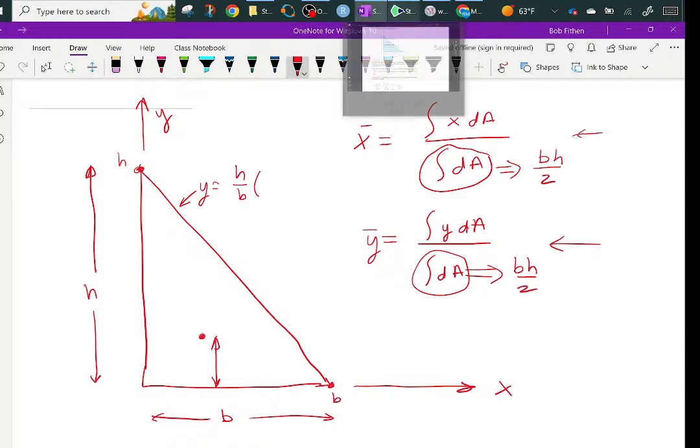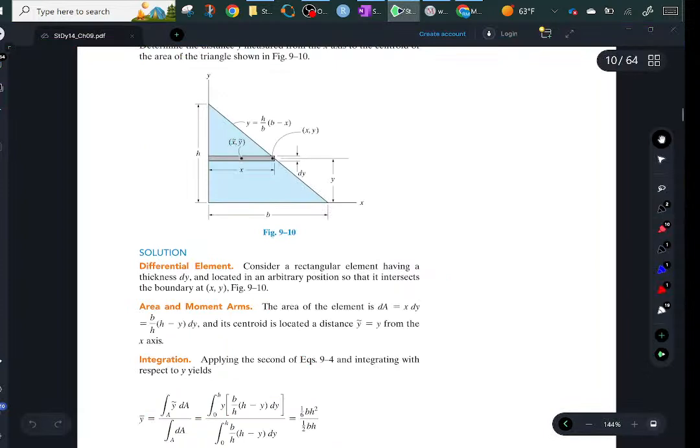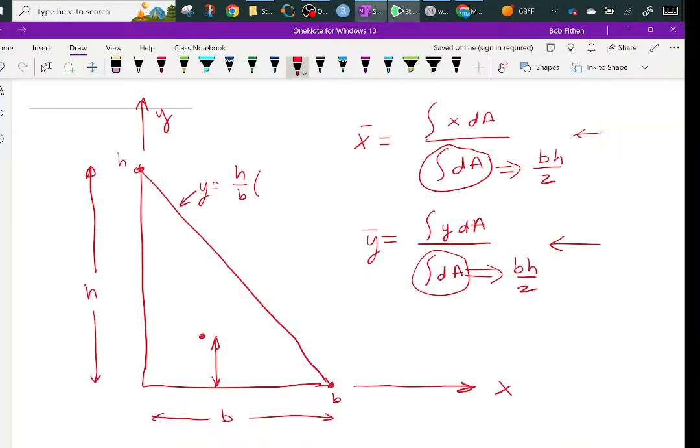And I think it was b minus x. Now, how would we find that normally? So, yeah, I just copied it. But how would we find this normally?